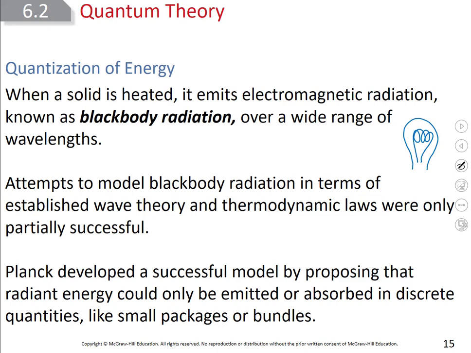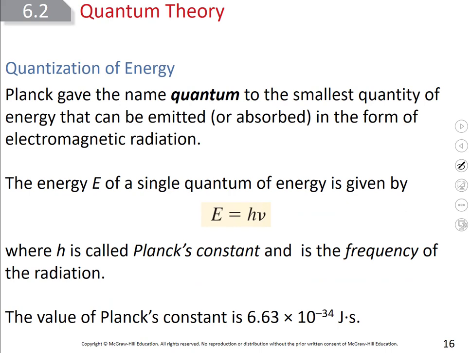So his idea was that you could only absorb or release heat in these discrete packages. You can multiply it, but you cannot fractionalize these packages. He gave these packages of energy the term quantum. A quantum is the smallest unit of energy that can be absorbed or released in the form of electromagnetic radiation. So these are eggs. Can't get any smaller than 1 egg.